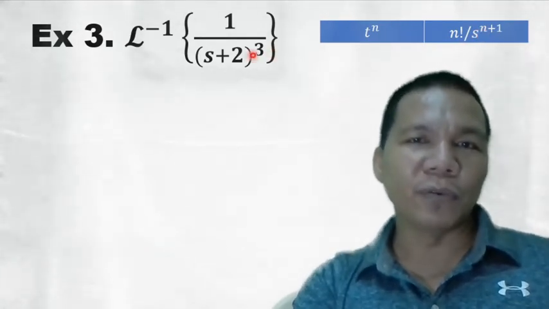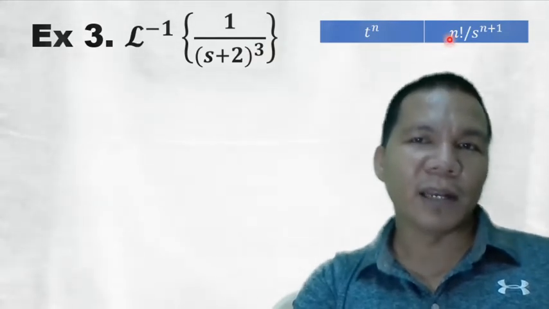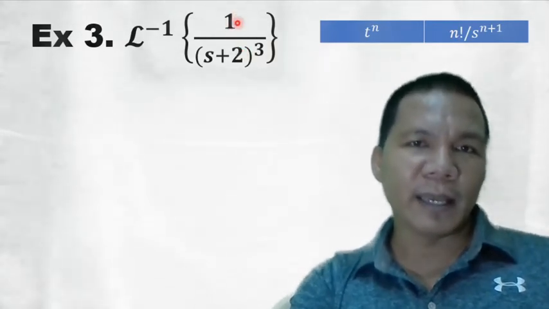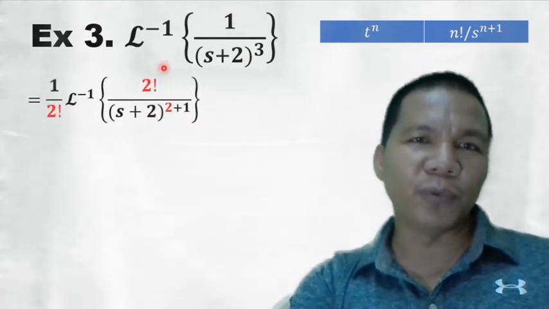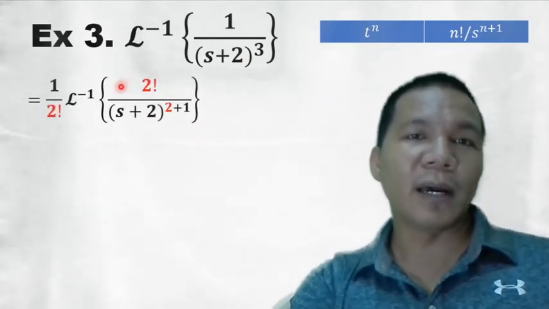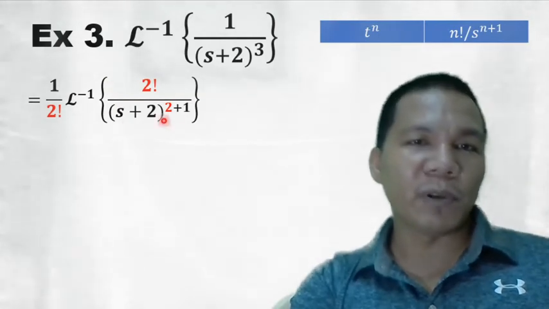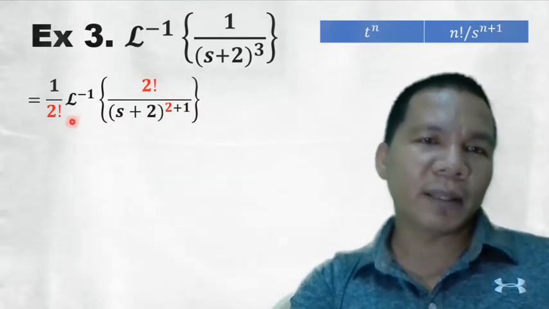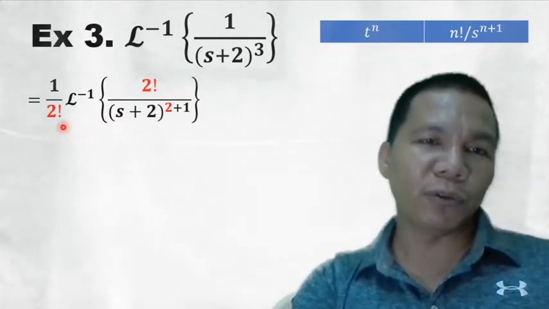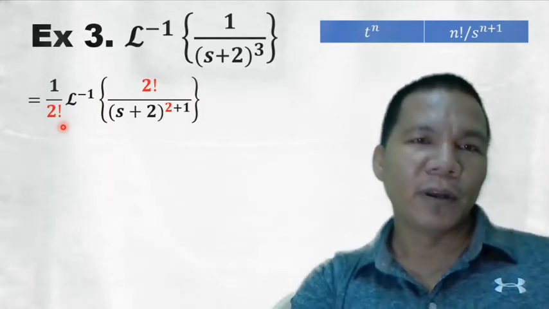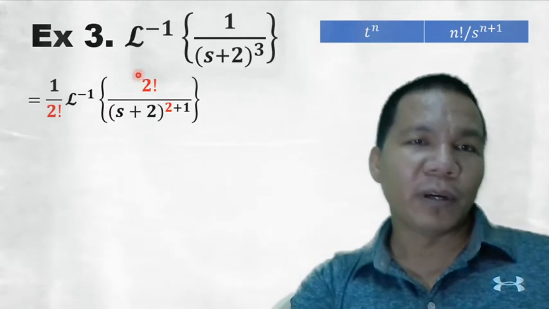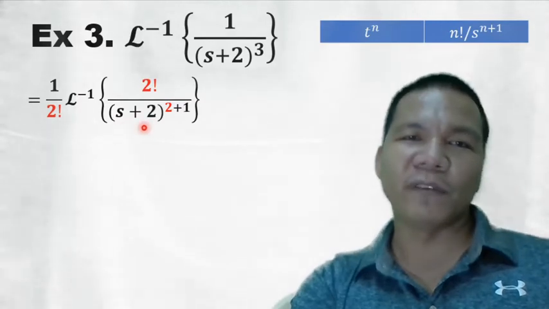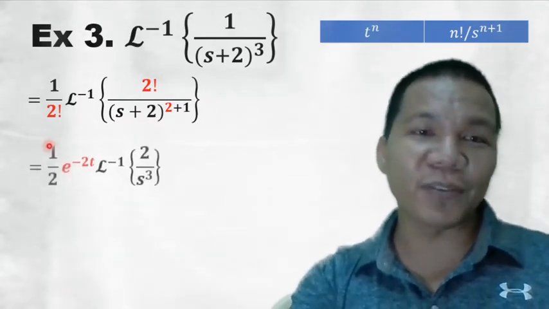So when n is equal to 2, it will become n factorial, 2 factorial, right? Now, since 2 factorial is lacking here, in your numerator we need to put that, so that our transformation pair will be complete. So we need to put the 2 factorial here, and of course to balance that, I will put another 2 factorial, but that is in the denominator of 1. So this will now be your function. Now, after that, if we are going to take out the shift, the amount of shift which is equal to 2, that will be equivalent to e raised to minus 2t.